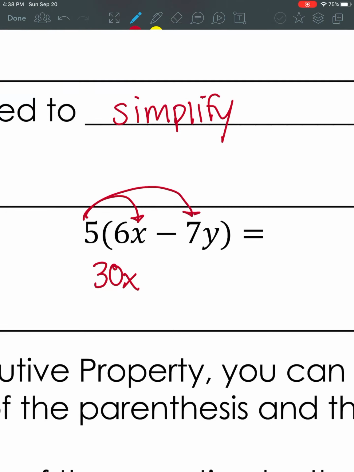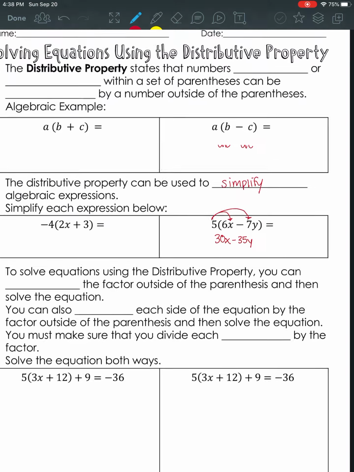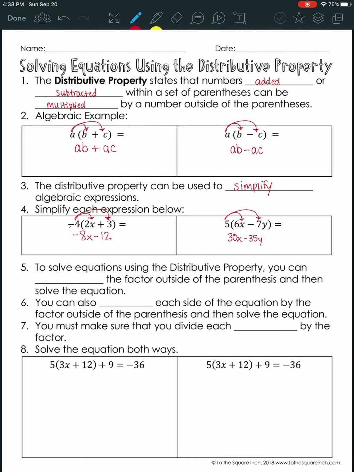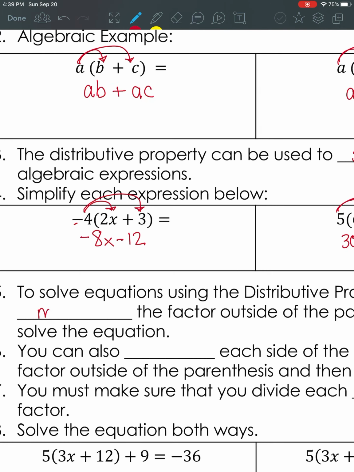Same thing here. That 5 is touching the parentheses. We do 5 times 6x, which is 30x, and then 5 times -7y, so -35y, or minus 35y, same thing.